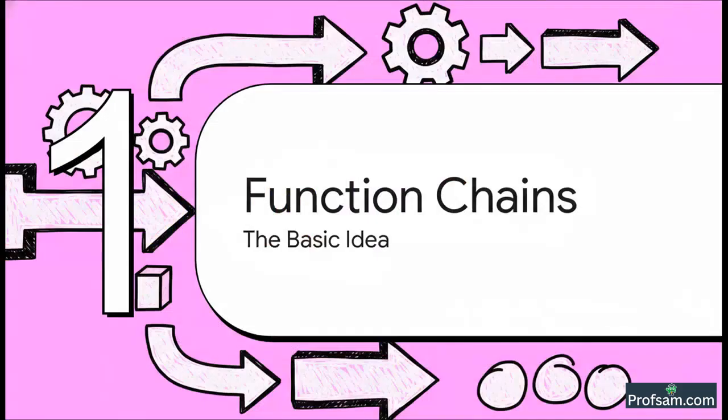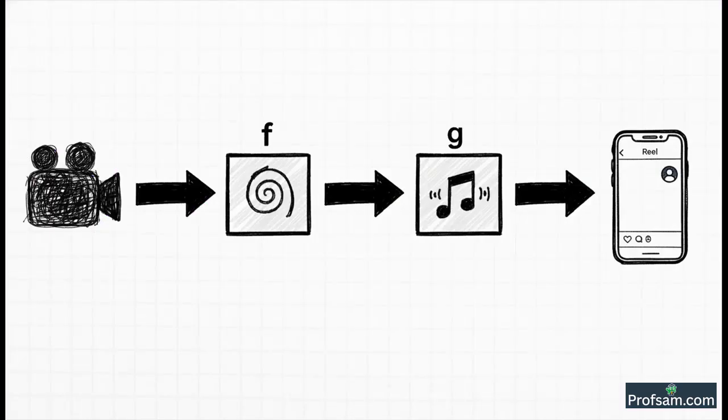Let's see how. So this whole process of doing things step by step, we can call it a function chain. It's just a sequence of actions, one after the other. In mathematics, we just give these actions a bit of a fancy name. We call them functions. But don't let that word scare you. The basic idea is super simple. Let's think about it like this.